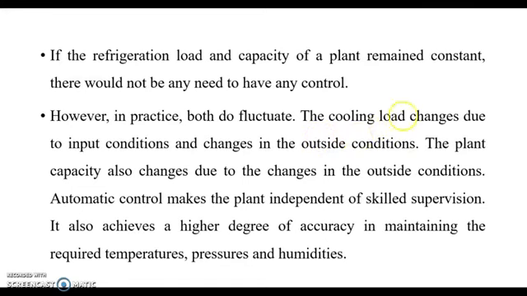For example, there is a fluctuation in the refrigeration load and capacity of the plant. The load changes due to input condition changes and output condition changes. The plant capacity also changes due to changes in the outside condition. If there is a variation in the load and capacity of the plant, we need some control devices to change the controlled variable. Nowadays, we use automatic control devices. The automatic control devices achieve a high degree of accuracy in maintaining the required temperature, pressure and humidities.